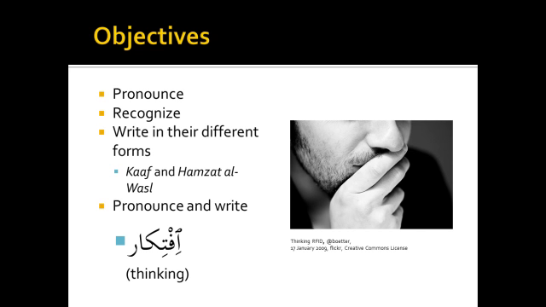We have four main objectives in this lesson. The first objective is to pronounce the Kaaf and the Hamzat al-Wasl correctly. The second is to recognize the Kaaf and the Hamzat al-Wasl when we see them in a word. The third is to write the Kaaf in its different forms, as well as the Hamzat al-Wasl, of course. And the fourth is to pronounce and write these two letters in a word. The word we have for this lesson is iftikar, which means thinking.